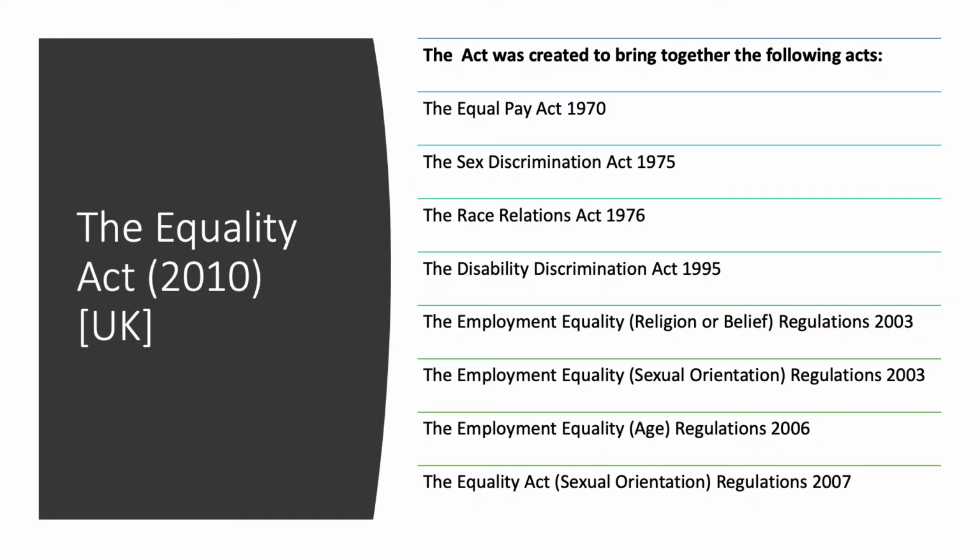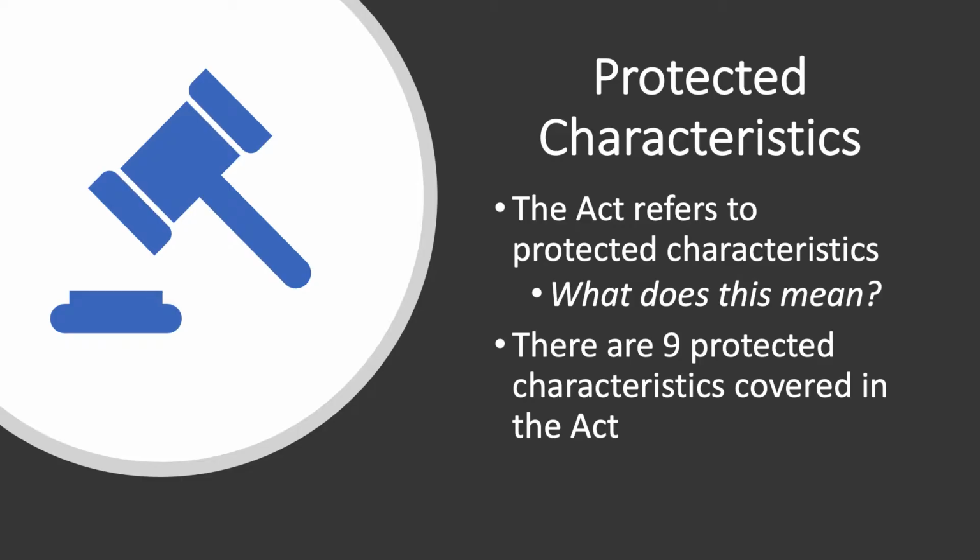So it was created, as I said, to bring together the following acts. It brought together the Equal Pay Act from 1970. It brought about the Sex Discrimination Act, the Race Relations Act, the Disability Discrimination Act, and various other employment equality acts. So it brought together these really, really big pieces of legislation, combined it with smaller ones, and then produced the Equality Act.